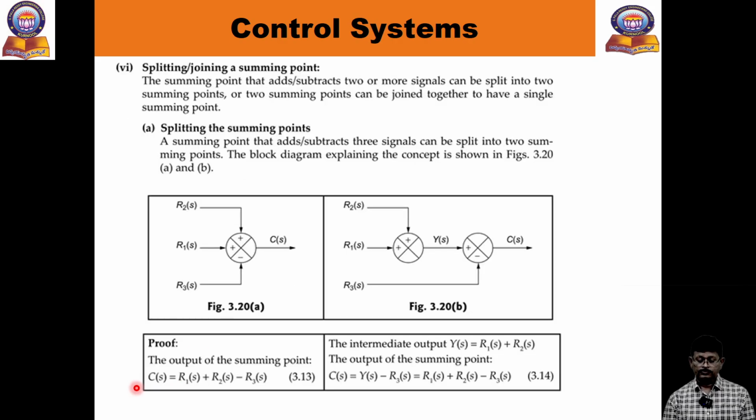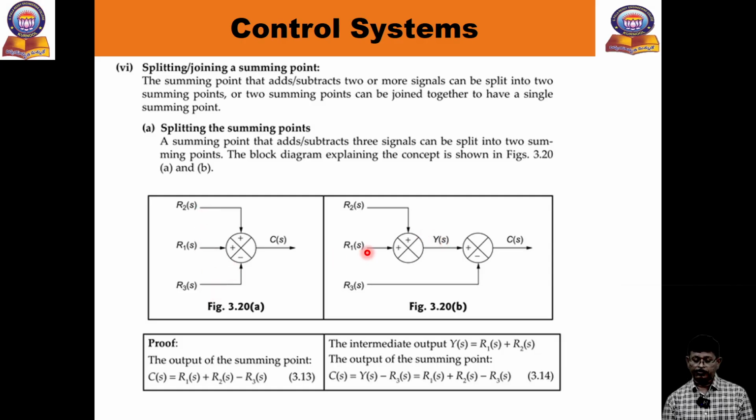Next rule you can see. This is the splitting of summing points. Just observe, here plus, plus, minus is there. I am splitting. So what is the C of s now? C of s equal to R1 plus R2 plus minus R3 of s.